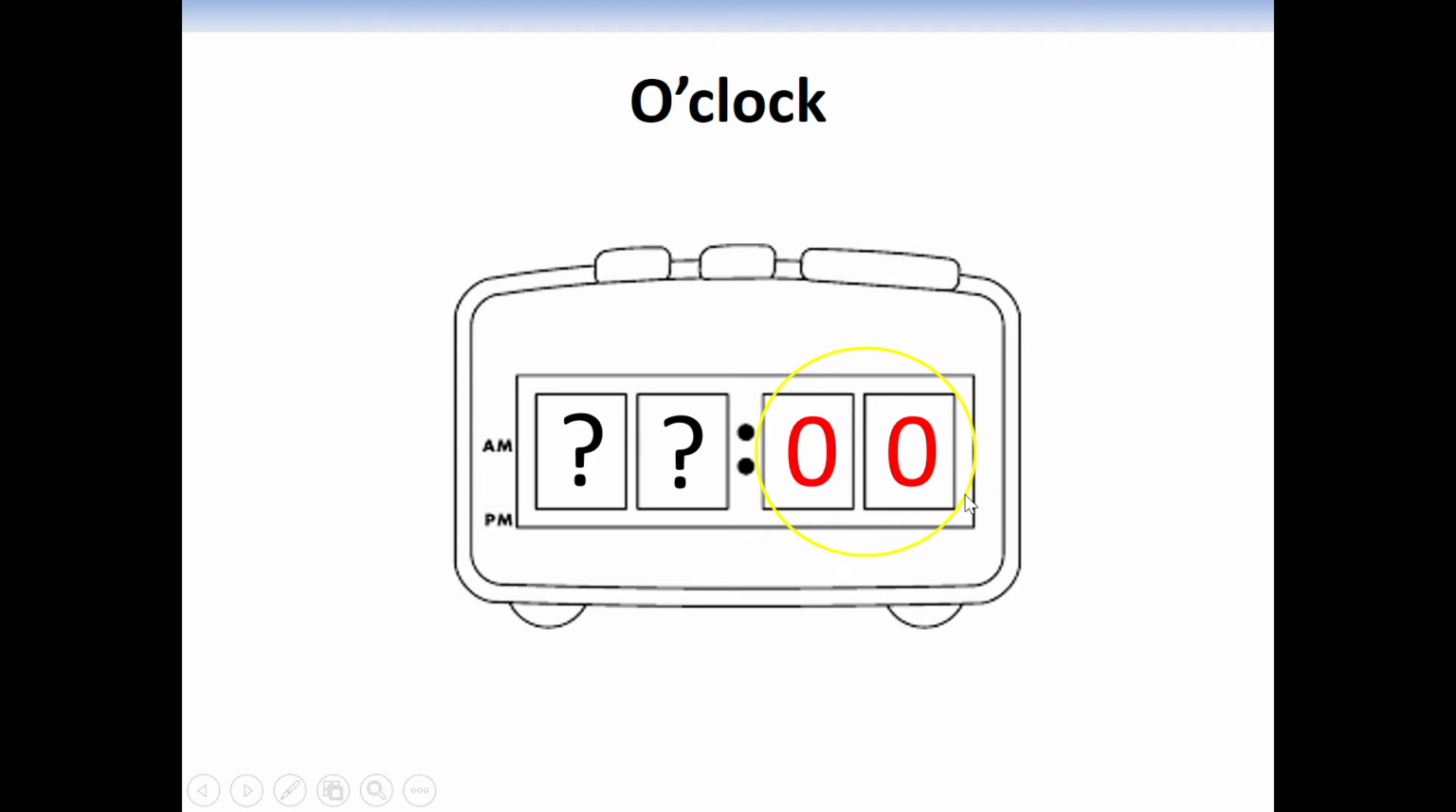Anytime the minutes are listed as 00, the time will be o'clock. So, it doesn't matter what's over here, 1, 2, 3, 4, 5, 6, for example, the time will always be o'clock. Anytime the minutes are listed as 15, the time will be quarter past. Again, it doesn't matter what's over here, 1, 2, 3, 4, 5, 6, it will always be quarter past.